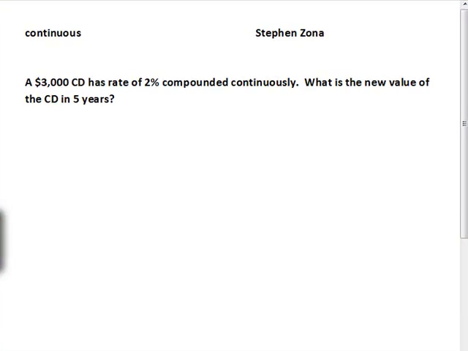This problem here, the key word you're looking at is continuous, continuously. That tells you what formula to use. I want you to think of the shampoo you always see on TV, Pert Plus. That's how you're going to remember that. You're going to think of continuous and shampoo.